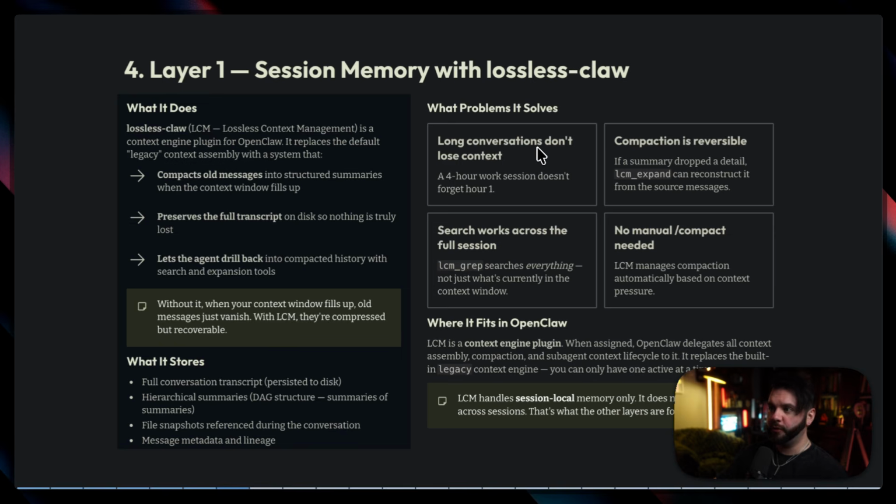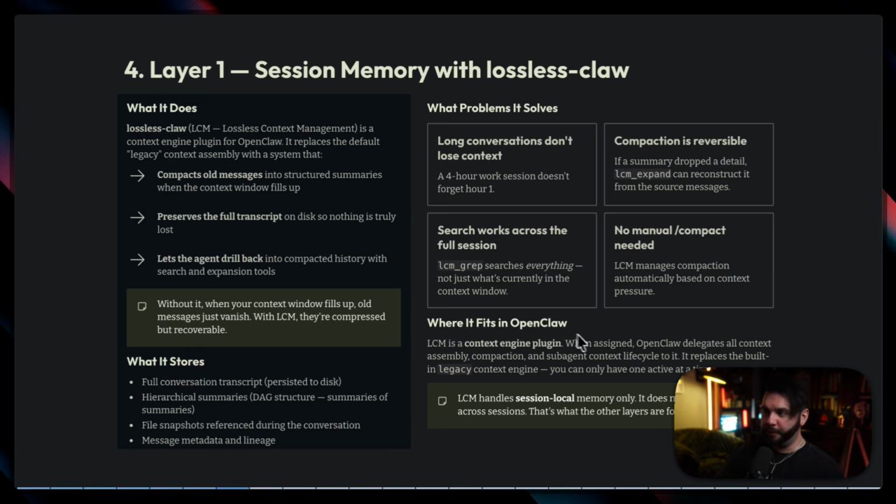Long conversations don't lose context. A 4-hour work session doesn't forget hour 1. Compaction is reversible. If a summary dropped a detail, LCM expand can reconstruct it from the source messages. It can search across the full session. It searches everything, not just what's currently in the context window, and no manual compaction is needed. LCM manages compaction automatically based on context pressure.